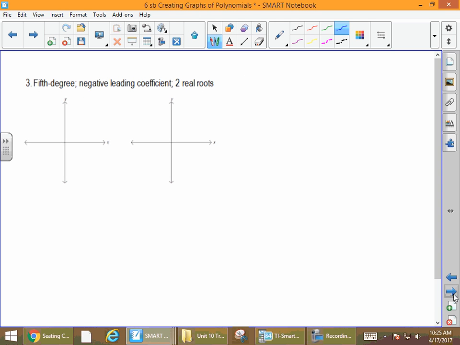Fifth degree polynomial. What do we call a fifth degree polynomial? It starts with a Q. Yep, quintic. Again, don't want you to forget the vocabulary. We have a negative leading coefficient. Again, that means that our graph will go in the negative direction. We have two real roots, and I do something like this.